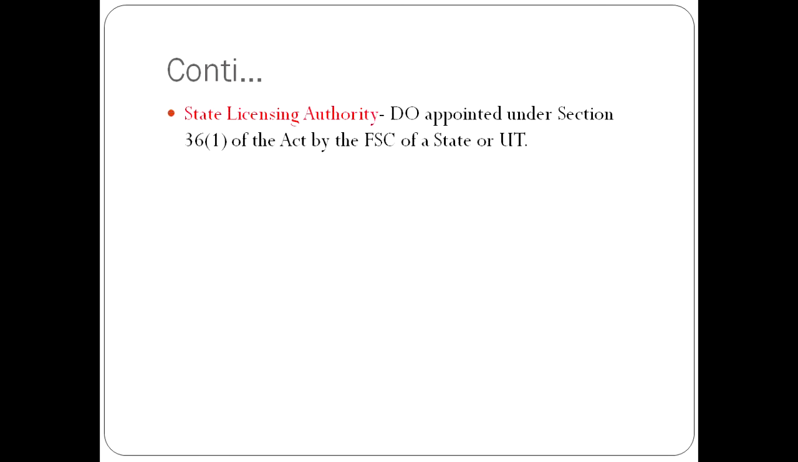Okay, then the next thing, the State Licensing Authority. The State Licensing Authority is a designated officer. He is appointed under section 36(1). It's similar to the previous one which you have seen in the previous slide. He is also a designated officer appointed under section 36(1) of the Act by the Food Safety Commissioner of a state or union territory. This also comes under the same section. Please remember the section. It is 36(1) of the Act by the Food Safety Commissioner.